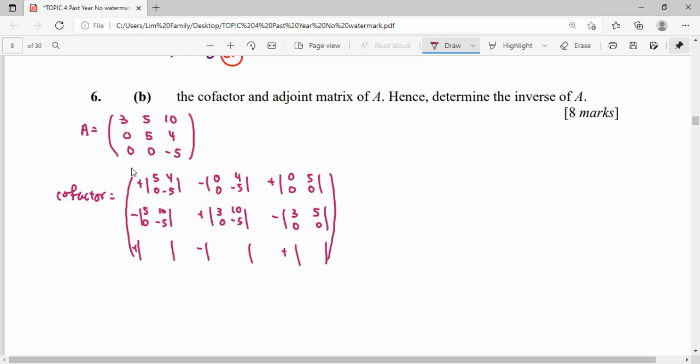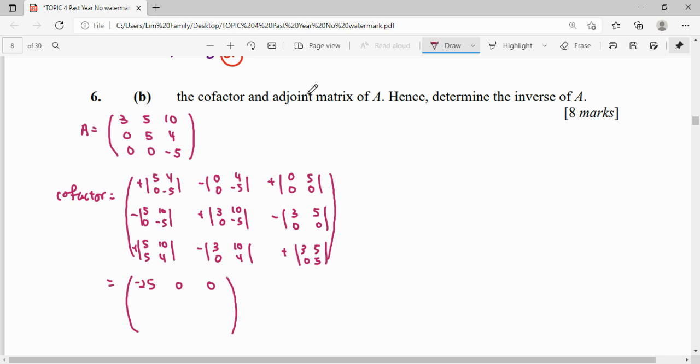Then we continue for row 3. Here we eliminate row 3, column 1, which is 5, 10, 5, 4. So copy and paste, in and out, those vertical are 3, 0. Then we have to figure out each 2 by 2 determinant using the concept of AD minus BC. So here we get negative 25, and for this 0, here also 0.